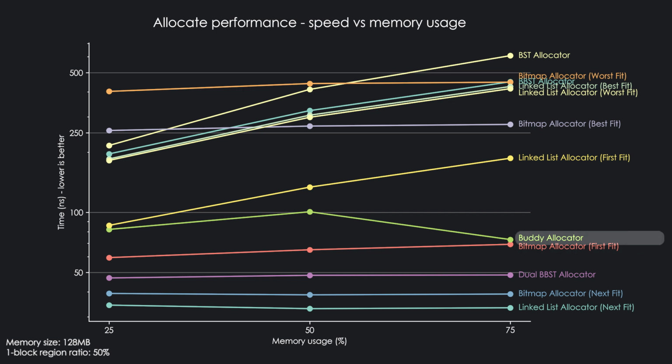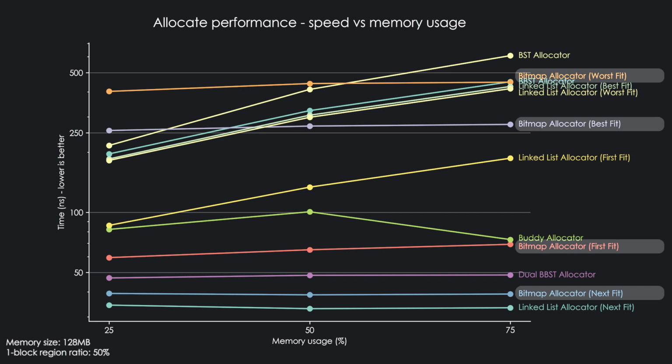An interesting outlier is the buddy allocator, where between 50 and 75% memory usage, the performance actually improves. This has a good explanation, because the more memory gets filled up, blocks on higher levels are marked as used, meaning that we spend less time searching. All the bitmap allocators, regardless of strategy, aren't much affected by how full memory is.